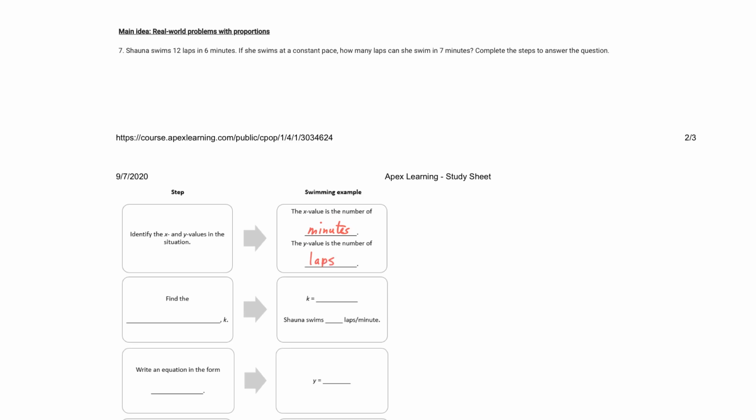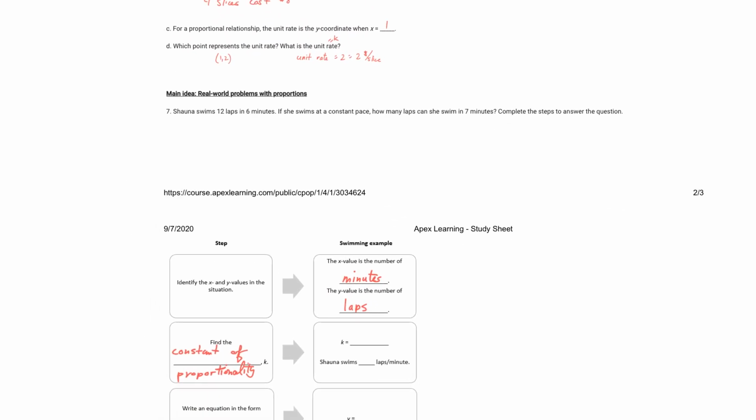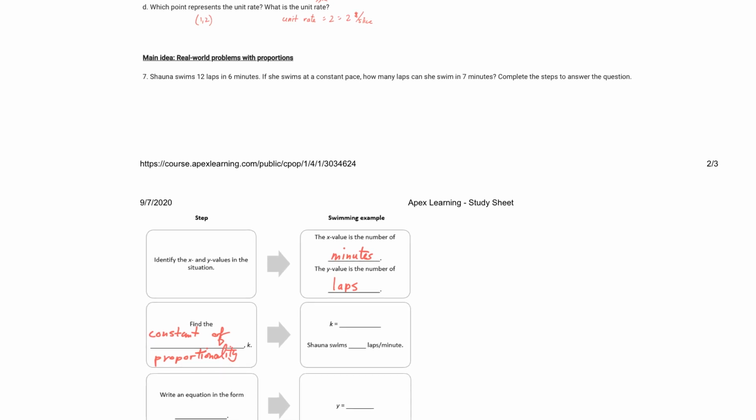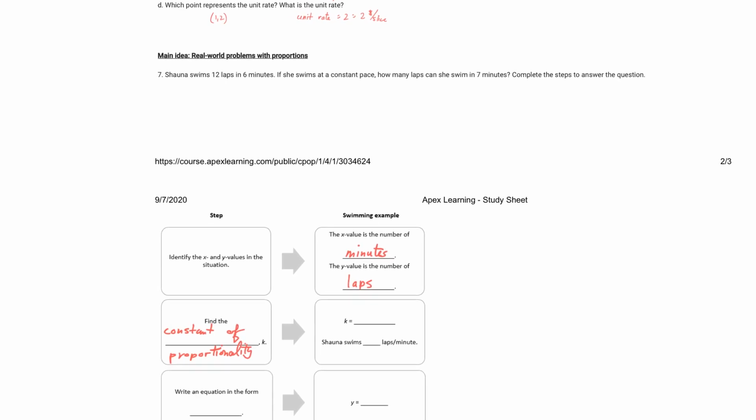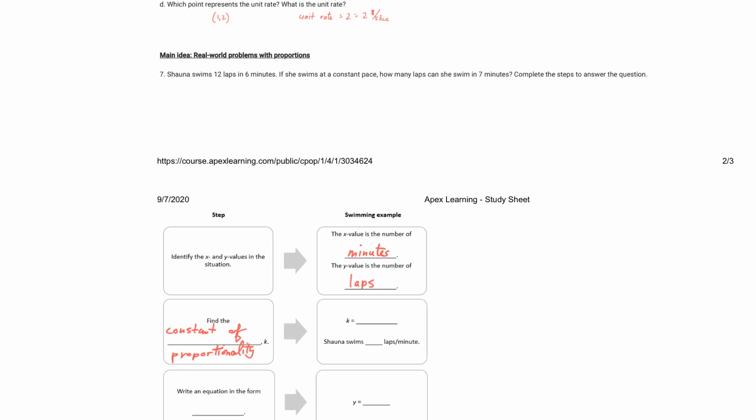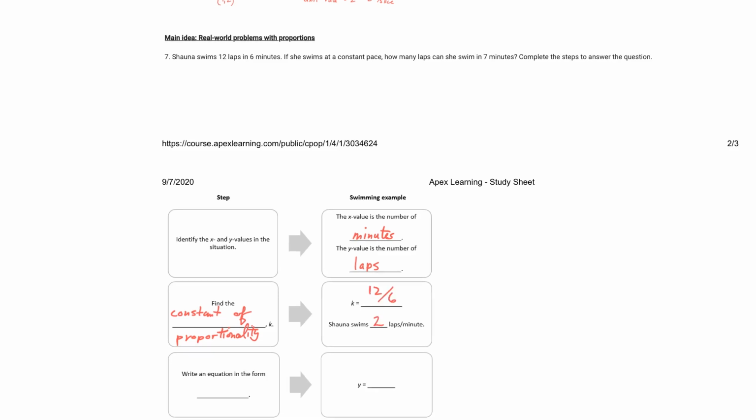Okay, so find the constant of proportionality. So k is going to be the y value divided by the x value, which is the laps divided by the minutes, and it's 12 divided by 6. So k is 12 divided by 6, so that means it's 2 laps per minute.